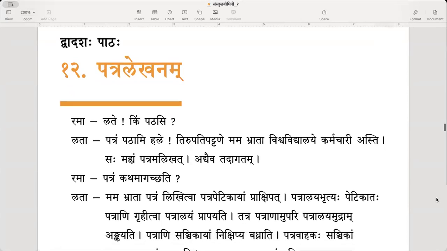Okay. Shall I start? Yeah, start. Rama, Lata, kim pathasi? So Rama says, Lata, what are you reading? Lata: Patram pathami, hale. I'm reading a letter. This Hale is what kind of friend? Friend. Okay. Sakhi.